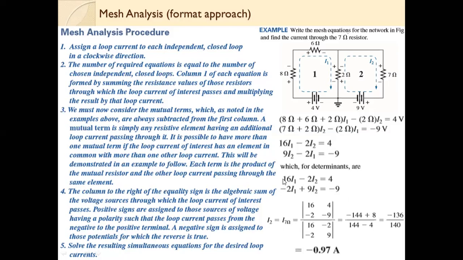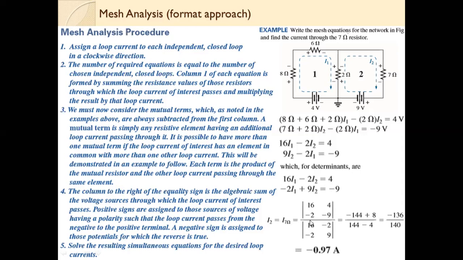So if I want to make the determinant for I2, it would be like what? We will place the right-hand side values into the second column. The first column would be as it is. So I write the first column as it is, 16, minus 2. But in the second column, I am putting the values on the right-hand side of the equals sign. So that would be 4, minus 9. So this is the determinant for what?